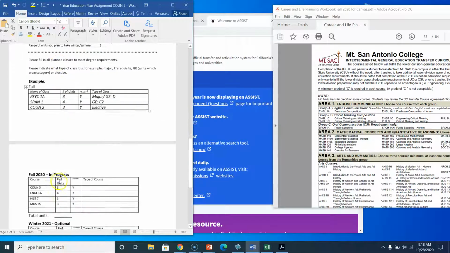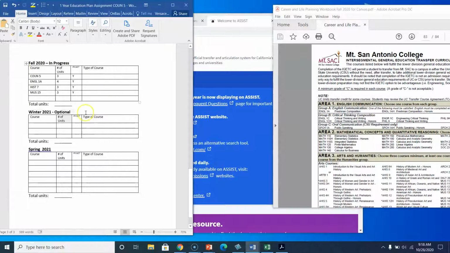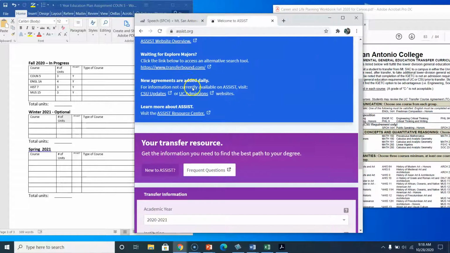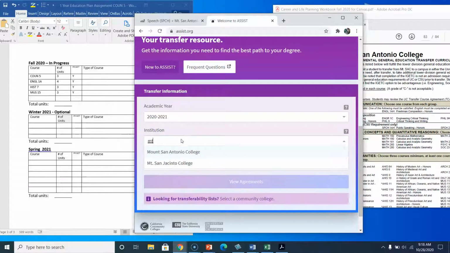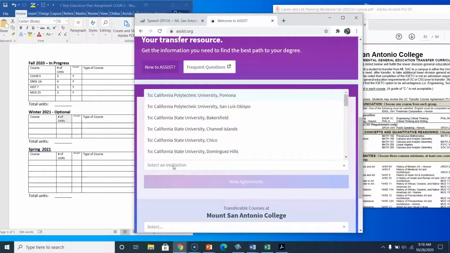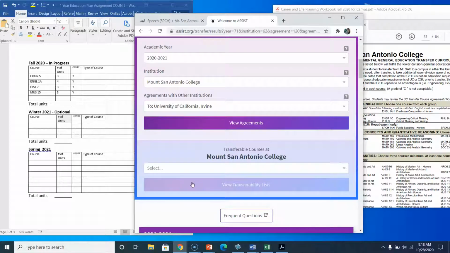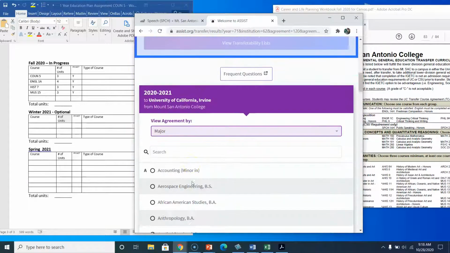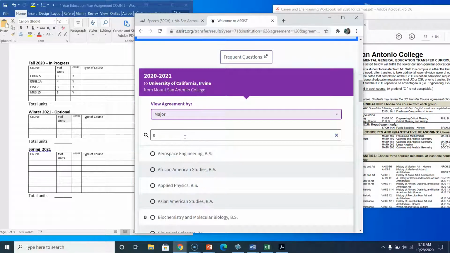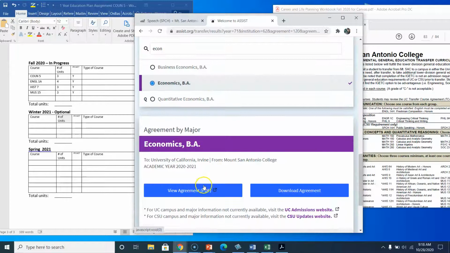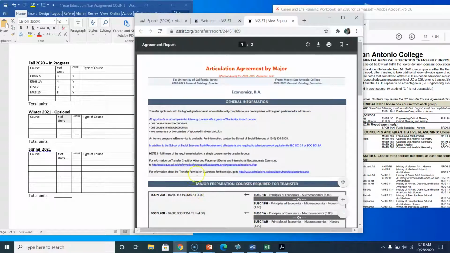So Joe has only been here 1 semester, so these classes are the only ones he would need to check. He wants to go to UC Irvine, so we're going to go to assist.org and pick out Mount SAC and Irvine. And now we're going to go down to major, and you can just scroll, here we go, econ. So let's look at the classes. Okay, so on this side are the UC Irvine classes, on this side are the Mount SAC classes.